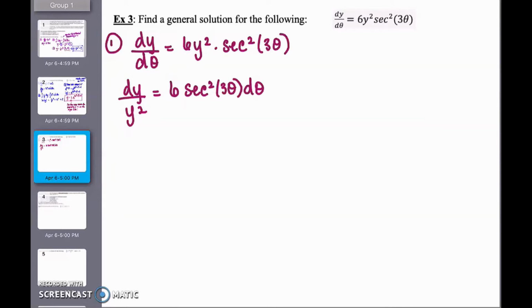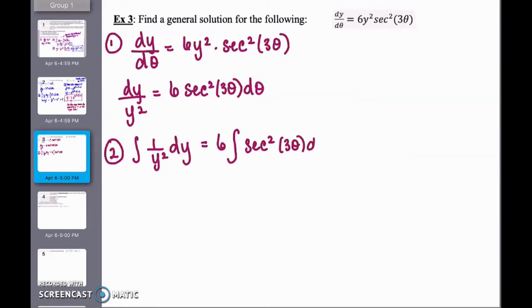Now my next step is going to be to integrate both sides. So when I integrate the left side, I have 1 over y squared dy is equal to, I'm going to pull that 6 in front of my integral symbol because remember, a coefficient does not affect integration. So then I'm going to have secant squared of 3 theta d theta. When I integrate the left-hand side, think of y squared as being y to the negative 2 power. So if I add 1 to my exponent, it's going to be y to the negative 1. And then if I multiply by the reciprocal of negative 1, that's 1 over negative 1, which is just negative 1, y to the negative 1.